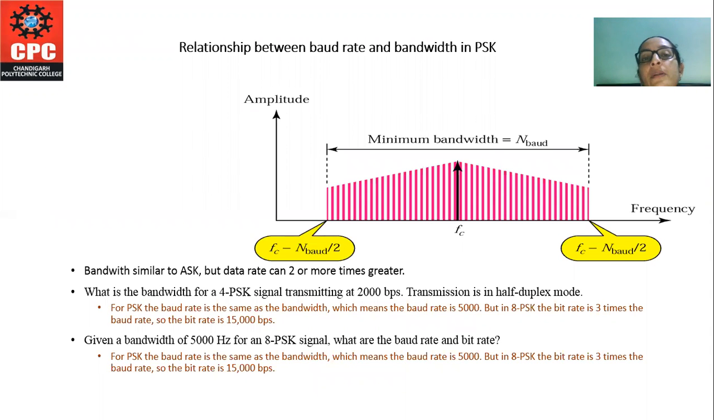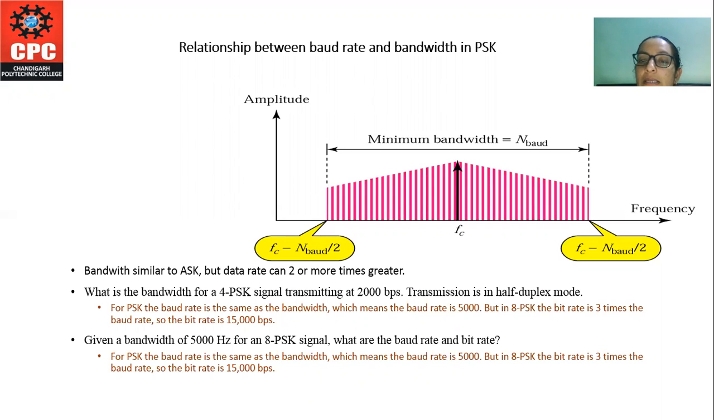Now starting with the relationship between baud and bandwidth in PSK. The bandwidth is similar to ASK and the baud, but the data rate can be 2 or more times greater. What is the bandwidth for a 4 PSK signal transmitting at 2000 bps? The transmission is in half duplex mode. For PSK, the baud rate is the same as the bandwidth, which means the baud is 5000, but in the PSK case, the bit rate is 3 times the baud rate. So the bit rate will be 15,000 bps.